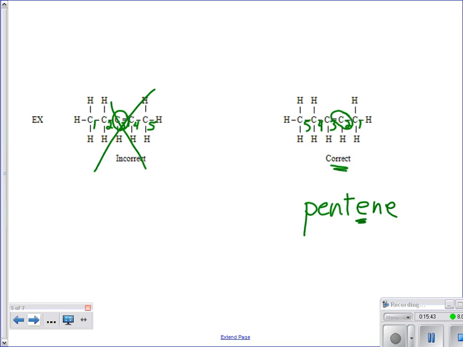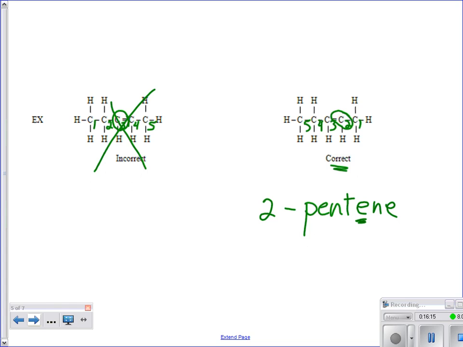When I'm trying to grade something, make sure I can see the difference between an A and an E. If I can't tell the difference, then I can't give you credit for it. But this is going to be a pentene. Then the last thing you need to do is tell where the position of that double bond is. The way we do that is just with a number in front. You do a number, then a dash, and then the word pentene. Again, I see that the double bond is off that second carbon, so it's going to be a 2-pentene.